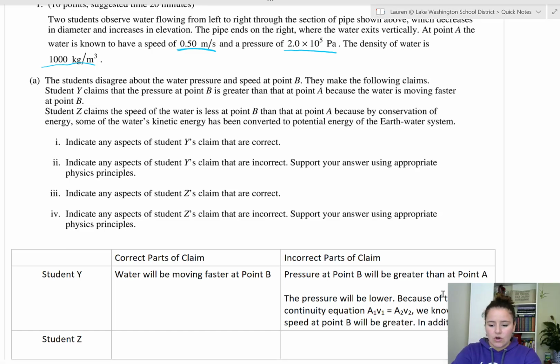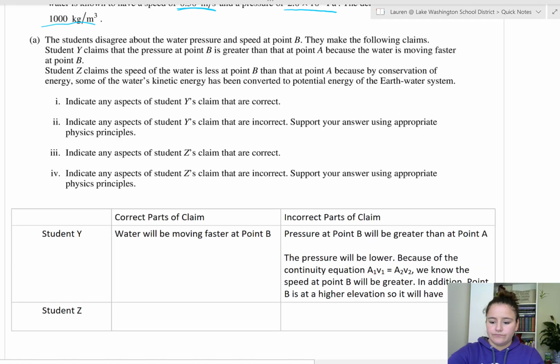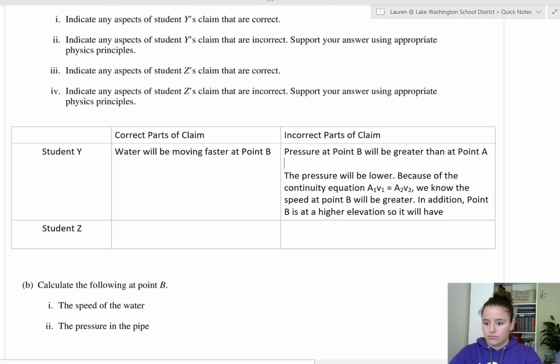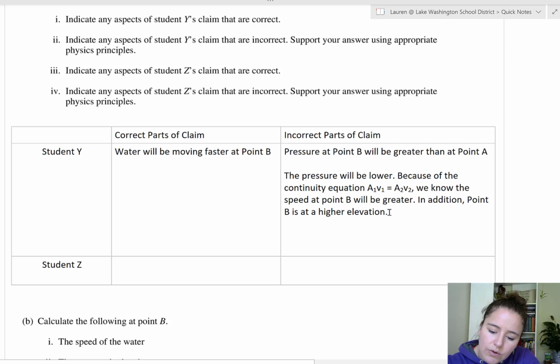In addition, point B is at a higher elevation. Now, both of those are terms in Bernoulli's equation. So if you guys remember Bernoulli's equation, so it is P1 plus rho g y1 plus rho V squared. Shoot, why don't I remember Bernoulli's equation?